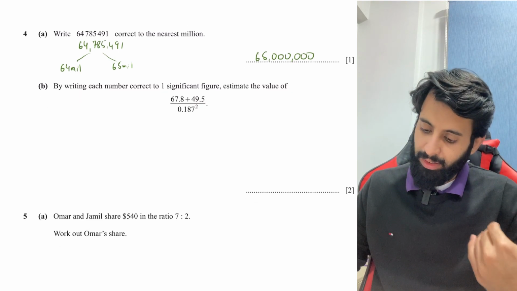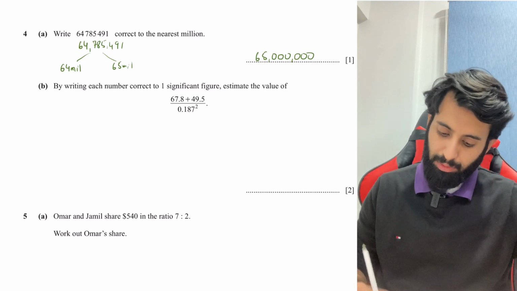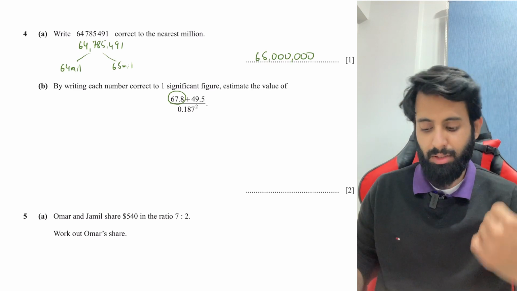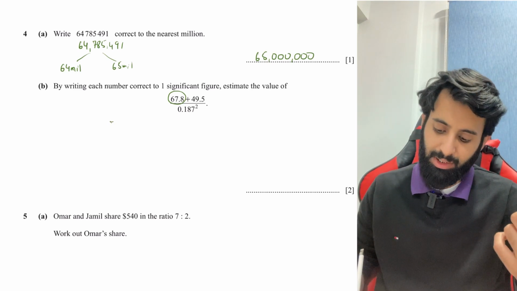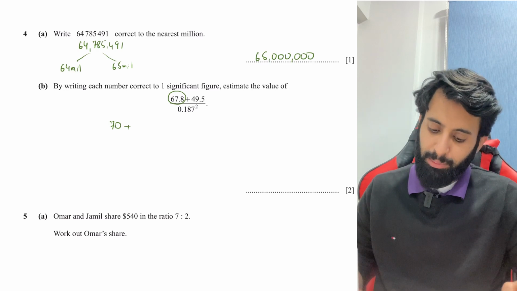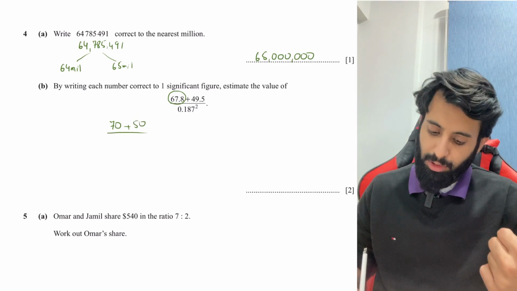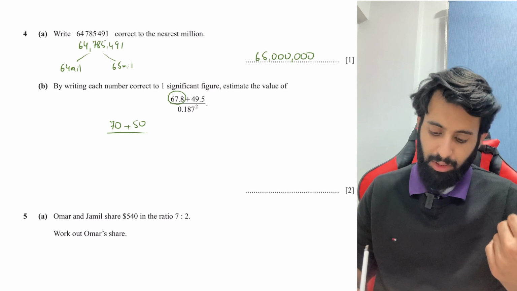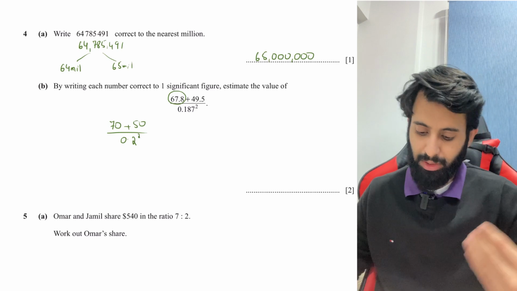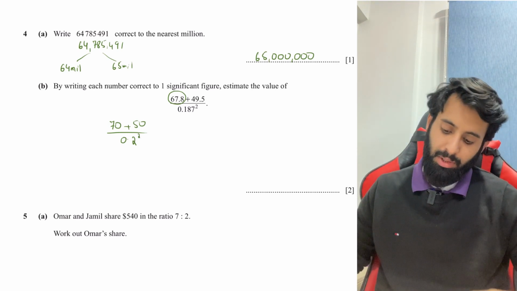Okay, yeah. Then it says, by writing each number correct to one significant figure, estimate the value of. Okay, so writing every number correct to one significant figure. Let's start with 67.8. This would either be 60 or 70, but since it's closer to 70, we'll have to lock it at 70. 49.5 would either be 40 or 50, so 50 it is. 0.187 could either be 0.1 or 0.2, but since it's closer to 0.2, or you can say since the digit after the 1 is greater than 5, it has to be 0.2.